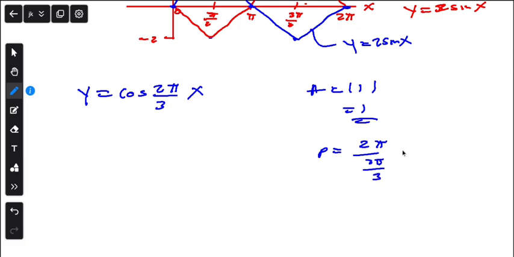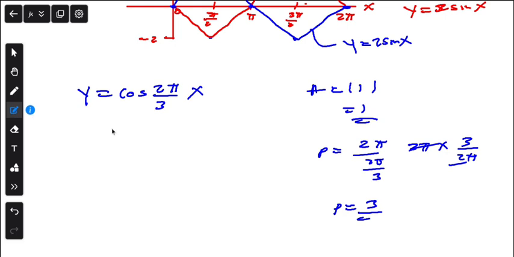So as you can see here, what are we going to have? We are going to have 2 pi multiplied by 3 divided by 2 pi. So these two are going to cancel each other. As a result, the period is going to be equal to what? It's going to be equal to 3. So here we are not using the angle, we are using the number. That is one thing that you need to understand.